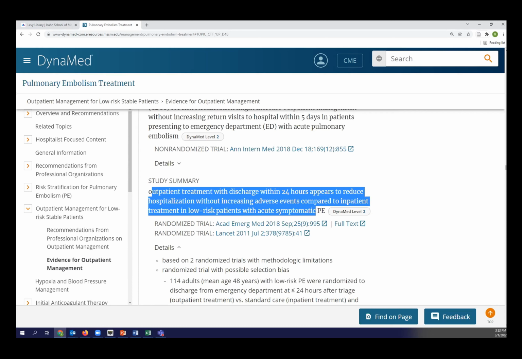And now I want to compare and contrast with the kind of information that UpToDate is going to present us on this same question.